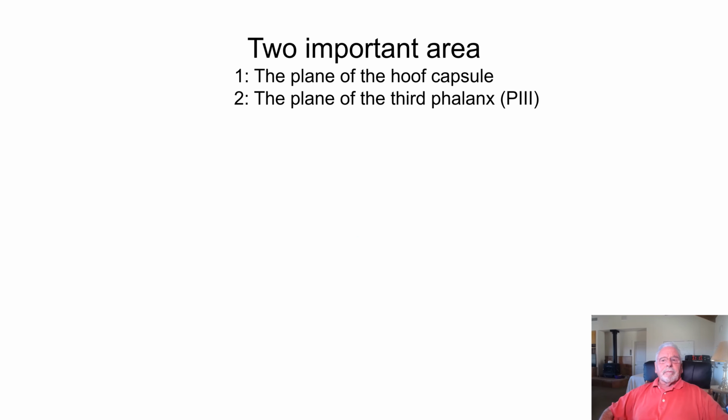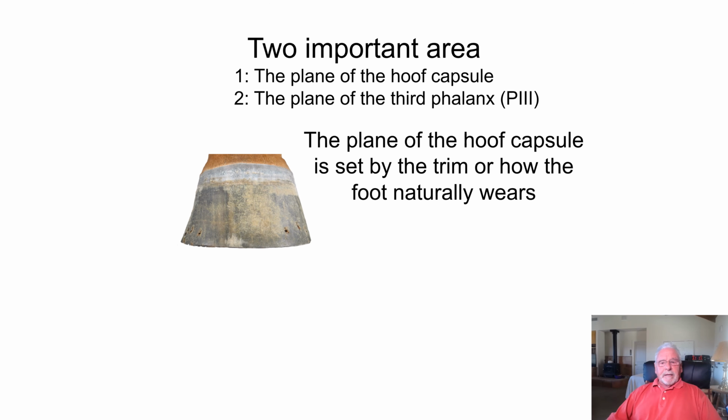So let's start off with two important areas, the plane of the hoof capsule and the plane of the third phalanx. The plane of the hoof capsule is set by the trim, or how the foot naturally wears. We're looking at a foot that has been trimmed to the sole plane. This is a trimming technique that identifies the true foot of the horse, and it is based on anatomy.